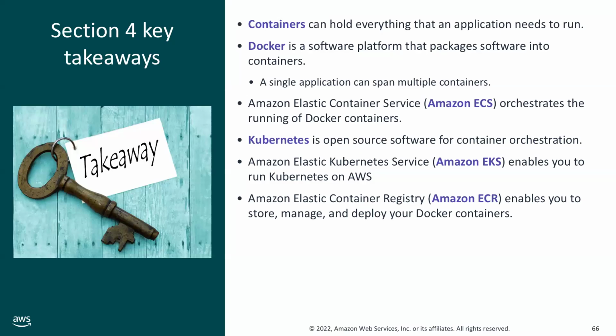Amazon Elastic Container Service, ECS, orchestrates the running of Docker containers. Kubernetes is open software for container orchestration, right? You can have multiple Docker nodes running. If you choose to run your applications or containers using Kubernetes, we have Amazon Elastic Kubernetes Service, or Amazon EKS, which enables us to run Kubernetes on the AWS cloud. Amazon Elastic Container Registry is where you register the container, which enables us to store, manage and deploy those containers. Any questions on containers or ECS, EKS?